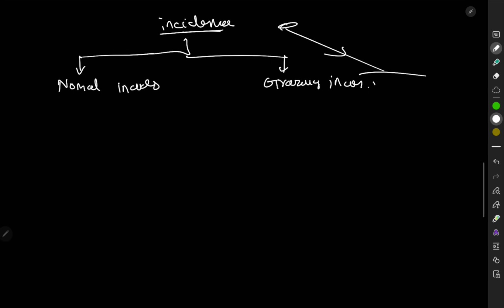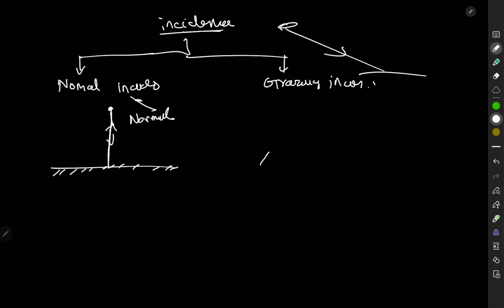So what is normal incidence? Let's say this is a mirror. Okay, I'm going to start a light along the normal itself. I'm going to make the light incident along the normal, so it retraces the same path. Okay, this will be called normal incidence.